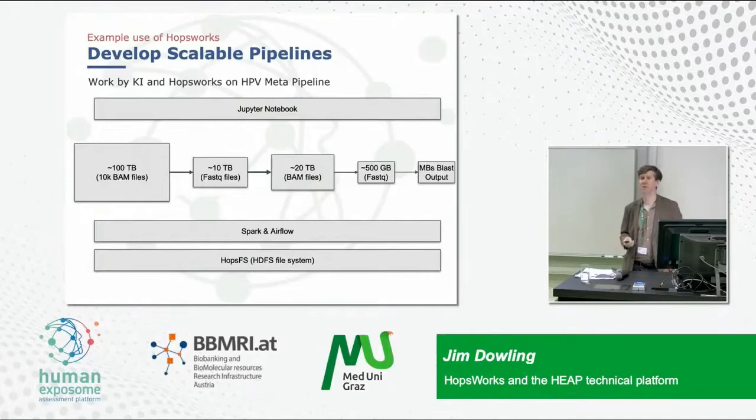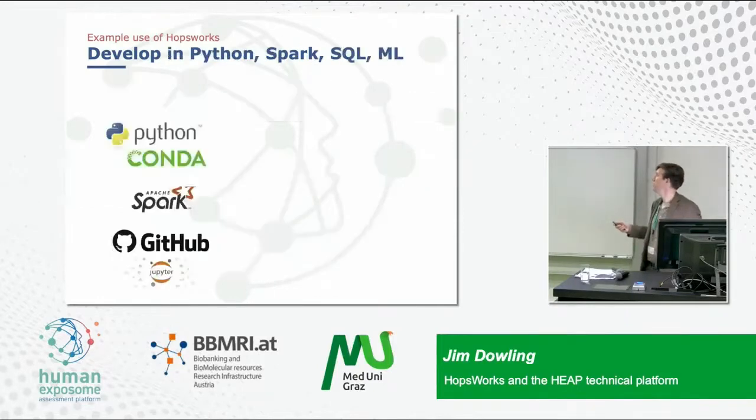So why is this a little bit different to running on your laptop or a server that you have in the office? This is an example of a pipeline developed in collaboration with KI and HopsWorks. It's on the human papillomavirus. It's a meta pipeline for identifying HPV transcriptions. And it took 100 terabytes of the TCGA data, so it's quite a large data set, and there are 10,000 BAM files in it. And it's basically taking that data, and it's using SAMtools that many of you will be familiar with if you've worked in bioinformatics, to remove all of the low quality human reads in there, and we get then a bunch of FASTQ files.